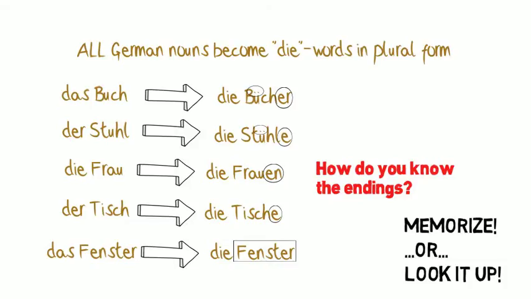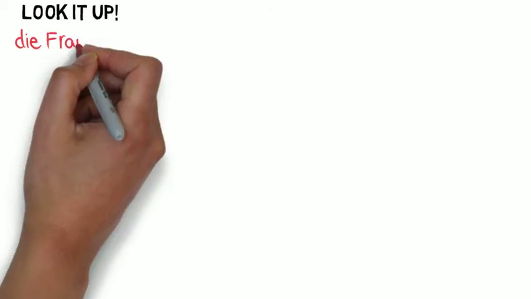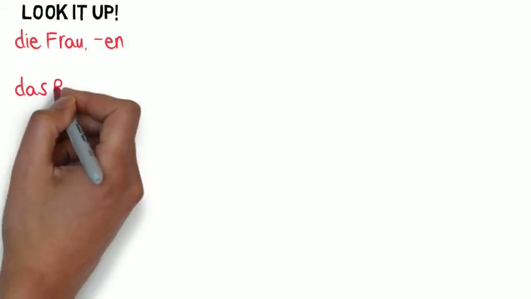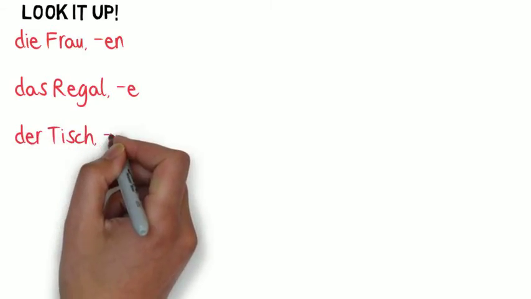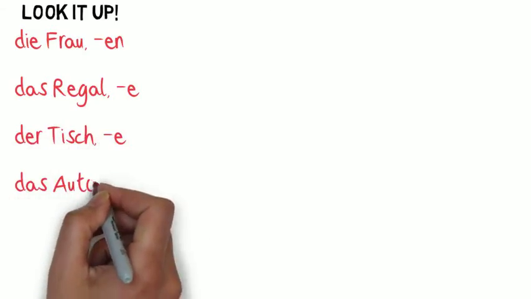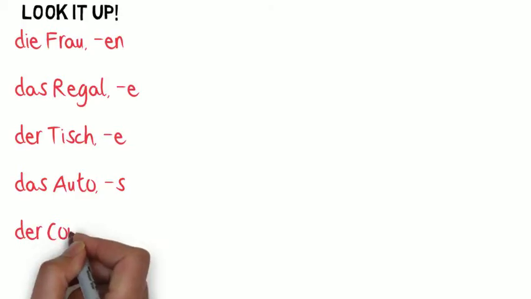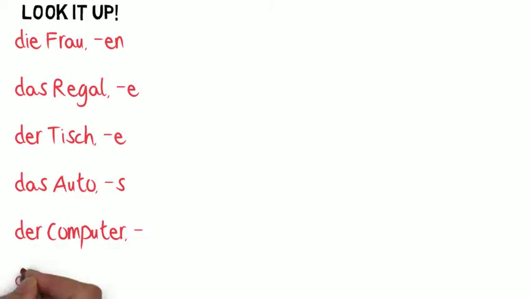So, let's say you encountered a new word in the dictionary. How would you know what its plural form is? Words will be listed in their singular form, followed by a comma and dash with the ending. So to turn the word into its plural form, you change the ending and add the article die.